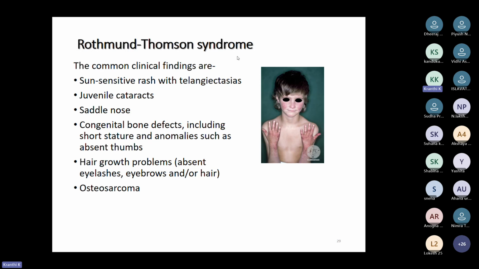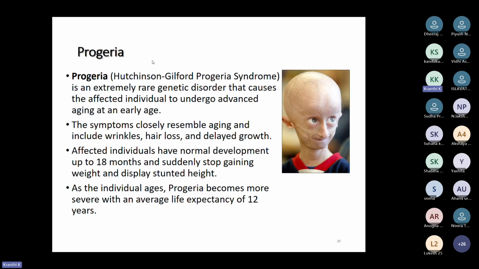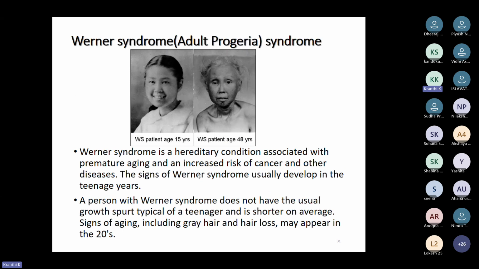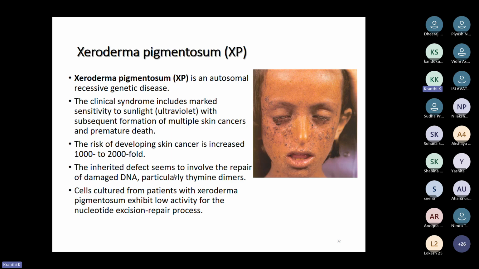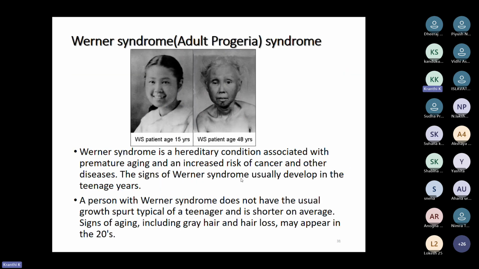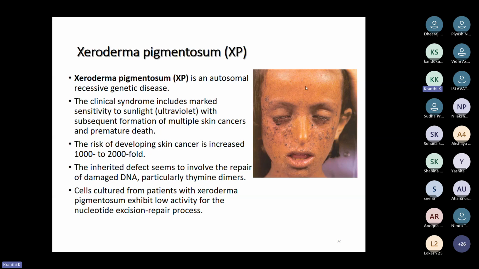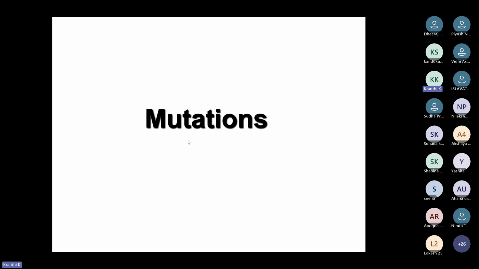Then Rothmund-Thomson syndrome. So this is one. Then progeria. Okay, this is also one symptom. Then Werner syndrome. Okay, just go through this one. Then xeroderma pigmentosum. Just if you remember the names, that's enough. No need to write elaborately, but this one is important because I saw in the old test papers they asked about xeroderma pigmentosum in a small question. So this is about DNA damage and repair.